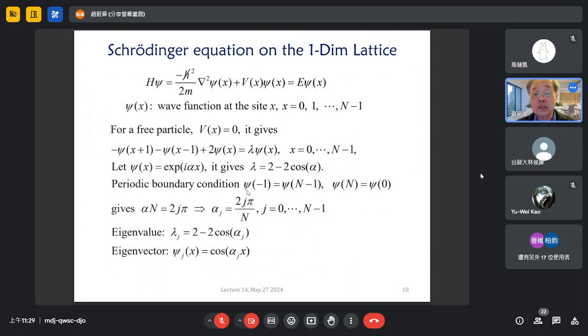So that I get the alpha j. This gives me all n eigenvalues. So the eigenvalues are this, and the eigenfunction is this. This is the exact solution for the free particle. I think you obtain this in the continuum on a circle, but not on a lattice. So this is on the lattice.